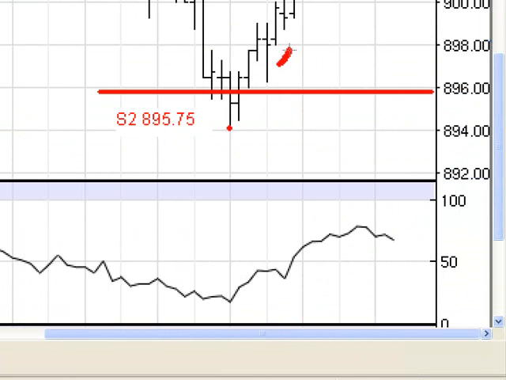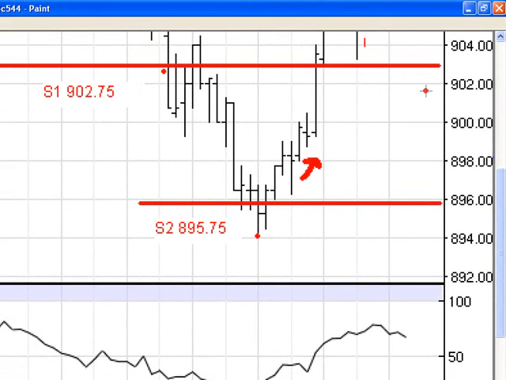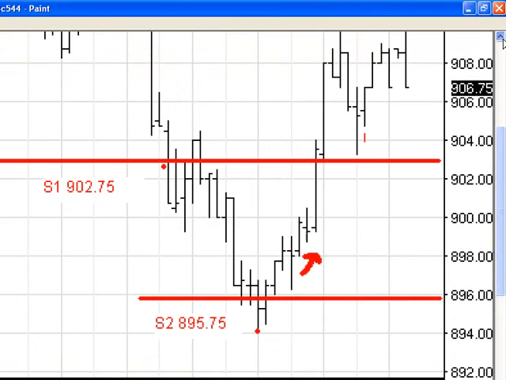We then bounced off that level, had a nice little rally. For the most part, obviously the market was negative. The regular trading session was negative, well below the pivot level. And the first level of support was serving as a line of resistance for most of the day. But late in the day, we had this rally.